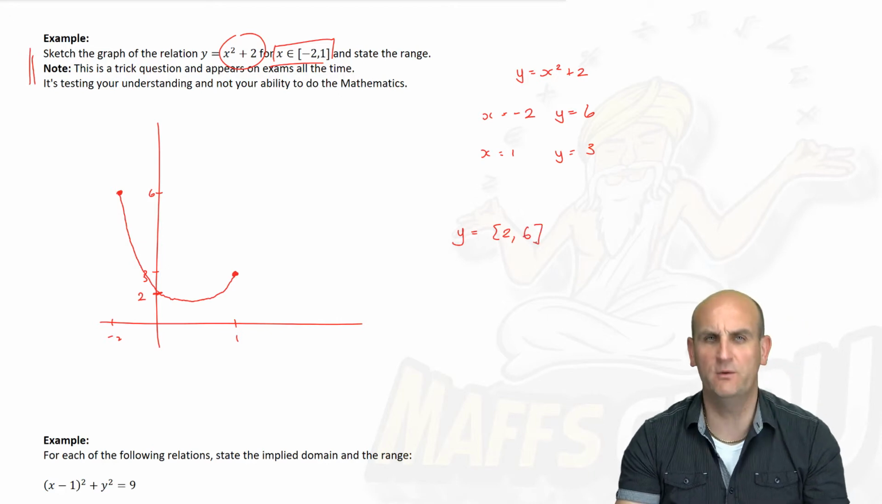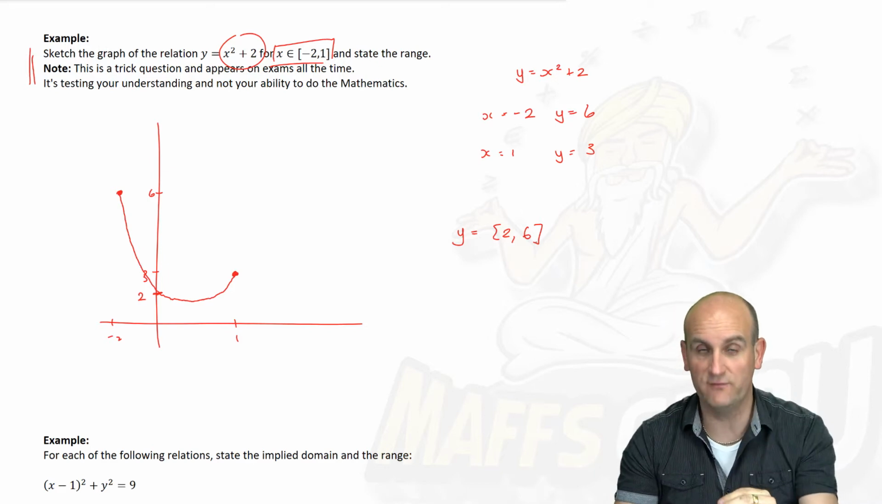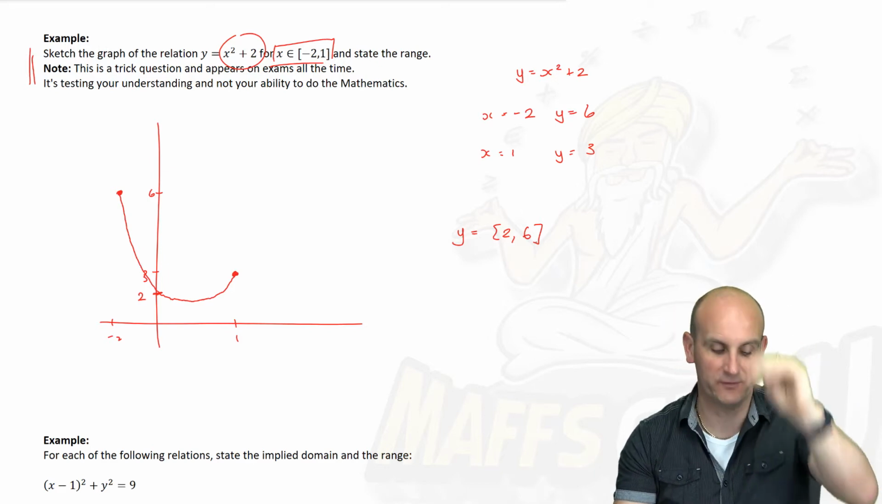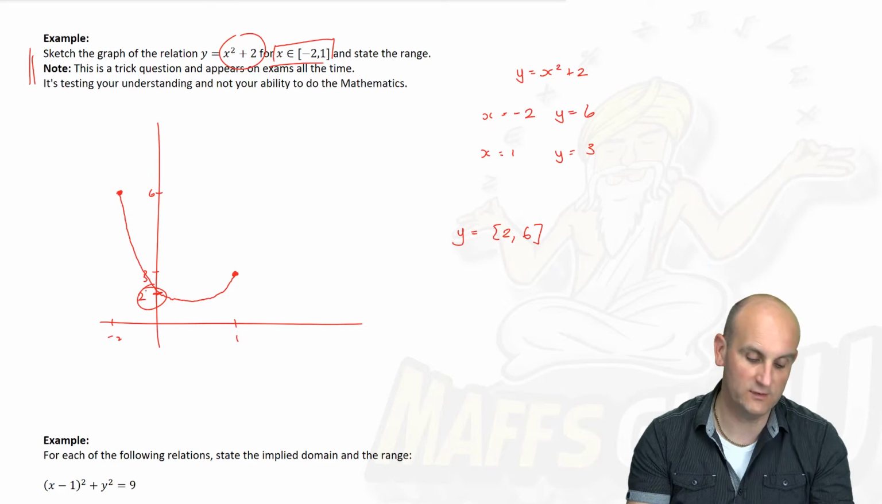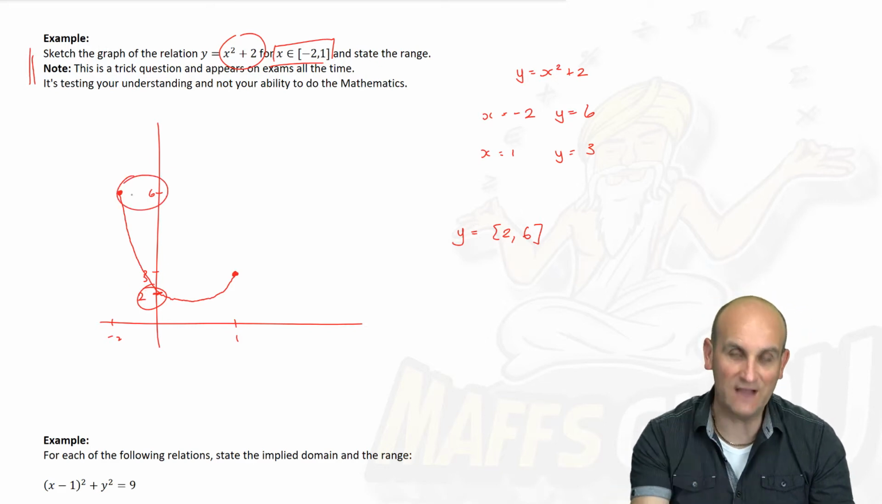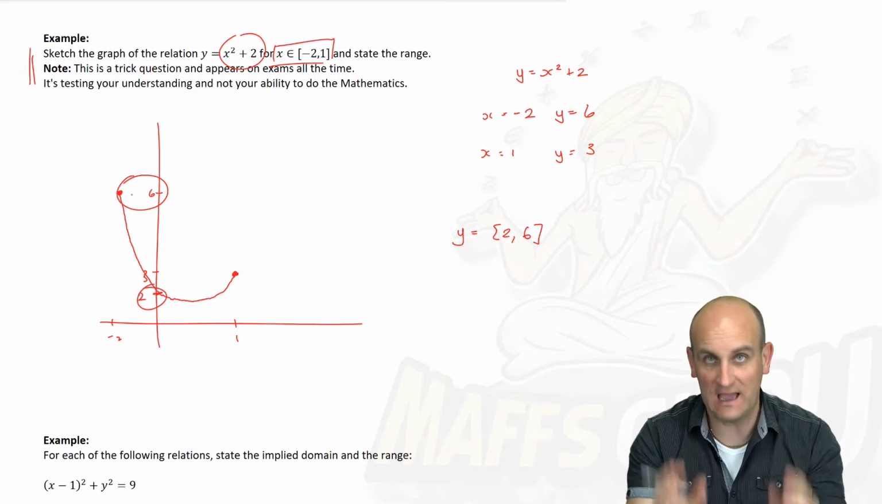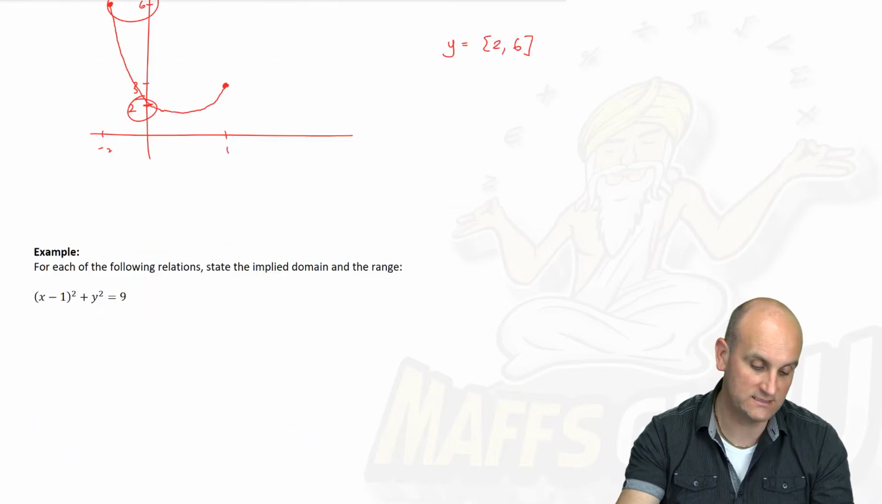And you're going to say, hold on a moment, why is it up to 6? Remember, the range is the smallest y value that you've created up to the largest y value. The smallest y value is at the minimum. The largest y value is at 6. So you have to draw these. Lads, if you're out there and you're going, I don't want to draw them, you have to, or you're going to throw away unnecessary marks.